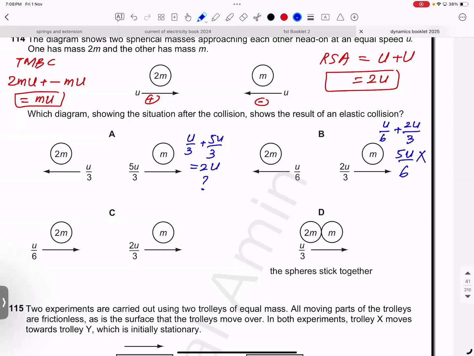My dear students, these two are moving in the same direction. When they move in the same direction, we subtract them: forward minus u by 6. If you subtract them, it is half u. Also not the same. The last one, they coalesce. When they coalesce, it's not an elastic collision. So the option is A, my dear.